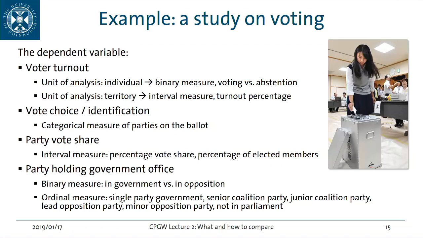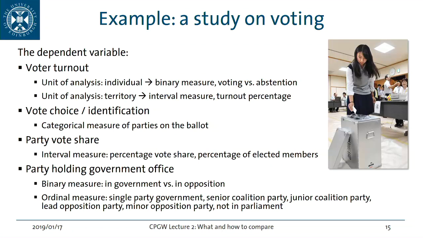Now, we could be interested in voter turnout. How many people actually turn up at the ballot box? And we could then think about whether we are just interested in the binary variable. Do people turn up or not? Do they stay at home, or do they turn up and cast their ballot? Which would be a binary measure. Or are we interested in interval measures? Are we interested in this many percent of people went to vote here, and a far smaller number went to vote in a different kind of system or in a different kind of country?